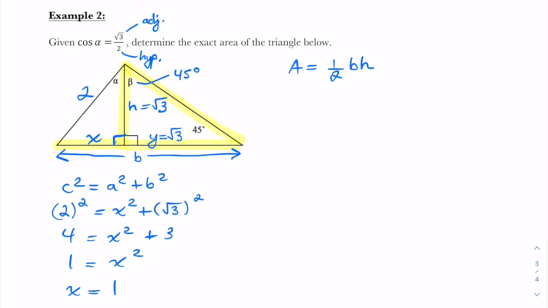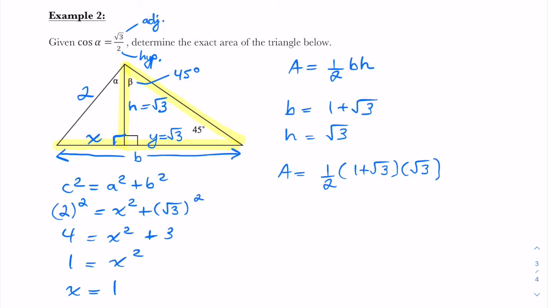So I think we're just about done. The base now has to be exactly 1 plus the square root of 3. I'm just adding the two sides from the separate triangles. The height we determined was exactly the square root of 3. And now we plug it all in to find the area. So that's 1/2 of the base multiplied by the height.